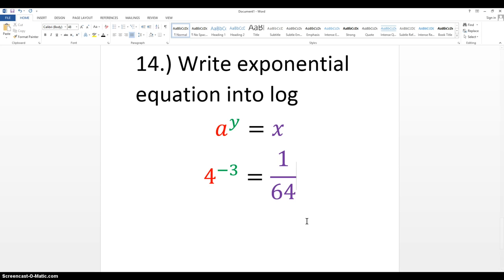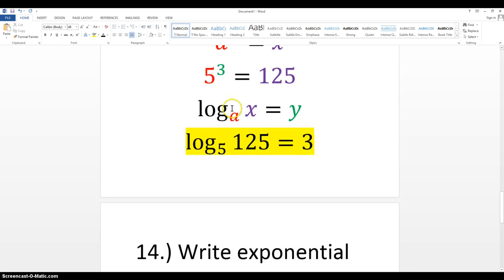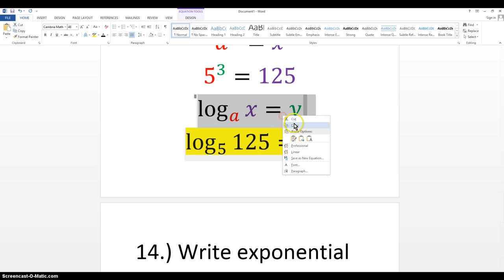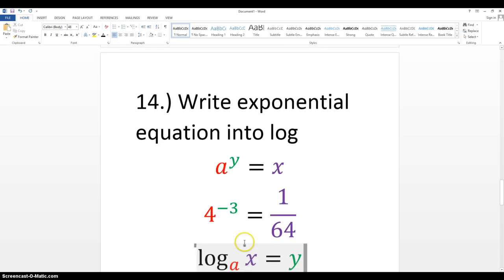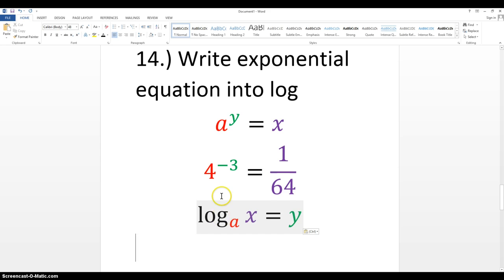So if I write into the log equation, let me write my log template. And again, before I substitute, let's match up. The a matches up with what value? 4. The y matches up with what value? Negative 3. And the x matches up with what? 1 over 64. Good job.